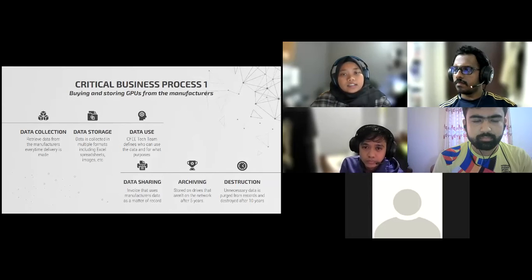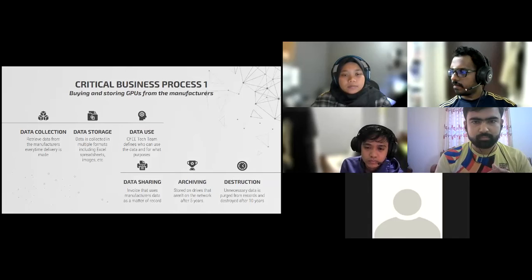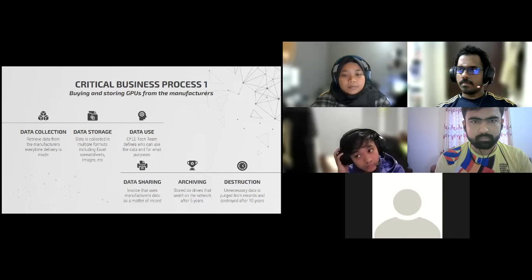Moving on to critical business process number one, which is buying and storing GPUs from the manufacturers. Data collection: we retrieve the data from the manufacturers every time a delivery is made. The data storage is collected in multiple formats, including Excel spreadsheets, images, etc. The data usage ensures the record meets certain validation to be accessible internally. The CFEE tech team defines who can use the data and for what purpose.